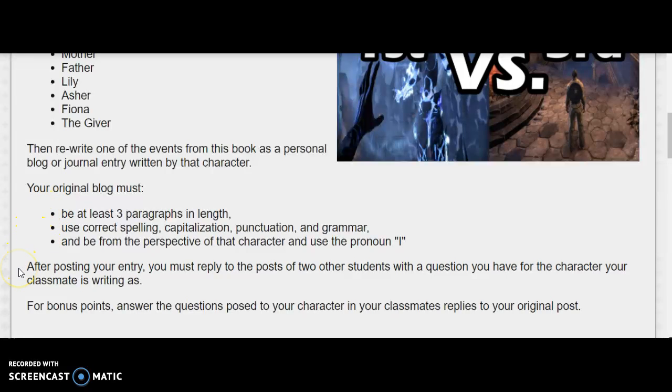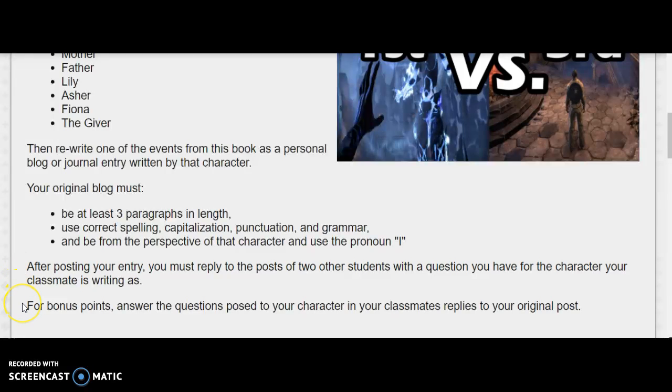And then it says, after posting your entry, you must reply to the posts of 2 other students with a question that you have for the character your classmate is writing as. So, for example, if you have a classmate named Bob, and Bob is writing from the perspective of father, and you wanted to reply to Bob, you're not asking Bob a question, you're asking father a question. Okay?